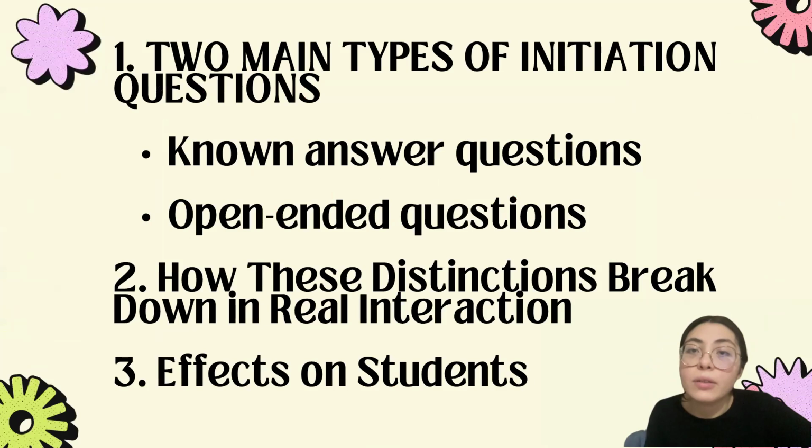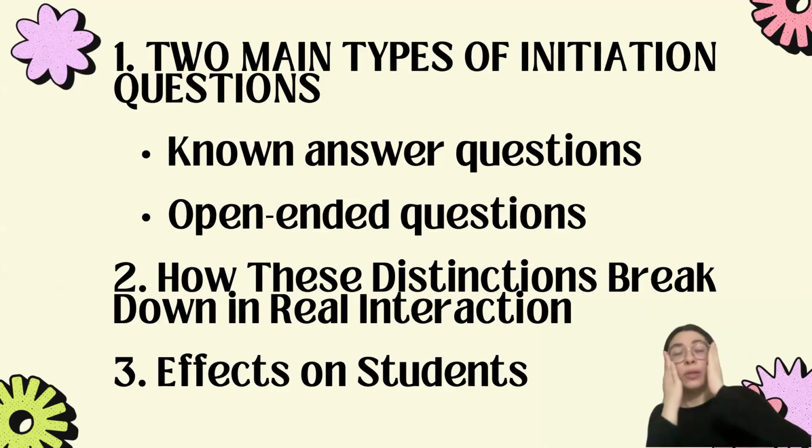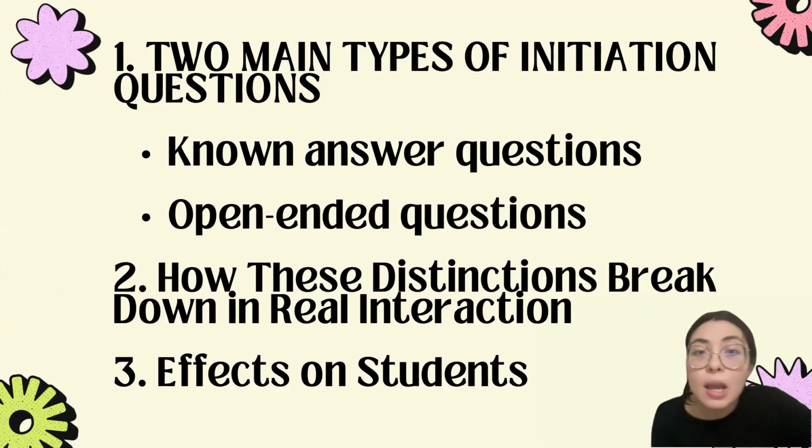And now I'm going to talk about two main types of initiation questions. First of all, we have known answer questions. We know the answer to them, they have only one correct answer. And it's typical of the IRE pattern, and they can also be called test display questions. And open-ended questions are also called authentic, genuine, or information-seeking questions, and there is no predetermined answer here.